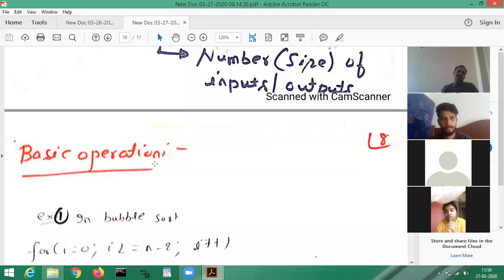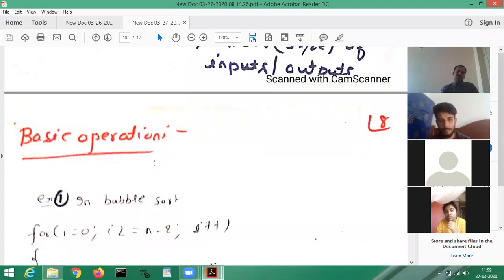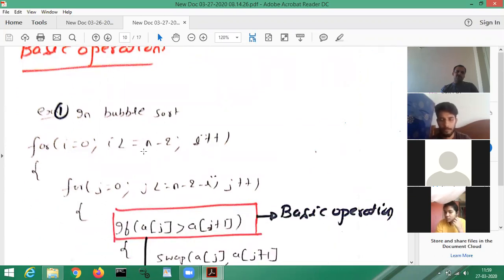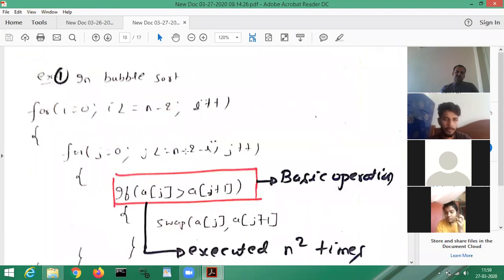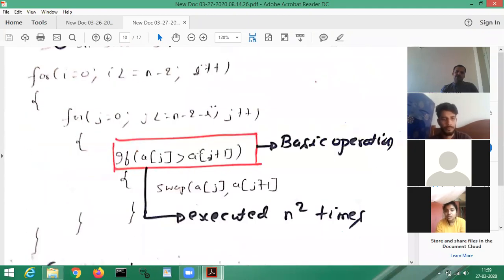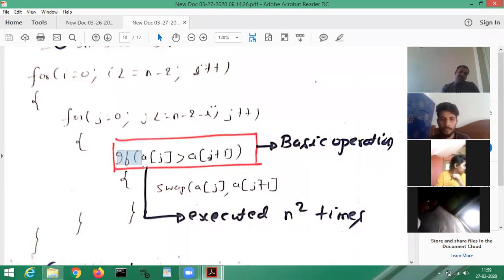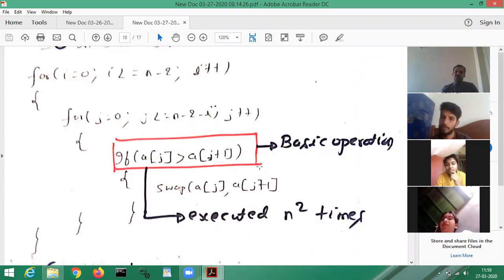What do you mean by basic operation? If you take the bubble sort algorithm, we have two loops: for i equal to 0, i less than or equal to n minus 2, i plus plus. Then for j equal to 0, j less than or equal to n minus 2 minus i, j plus plus. Within that loop, I have two statements: if a of j greater than a of j plus 1, then swap a of j and a of j plus 1. Out of these two statements, the first statement is the basic operation. The basic operation is the one that will be executed the maximum number of times.